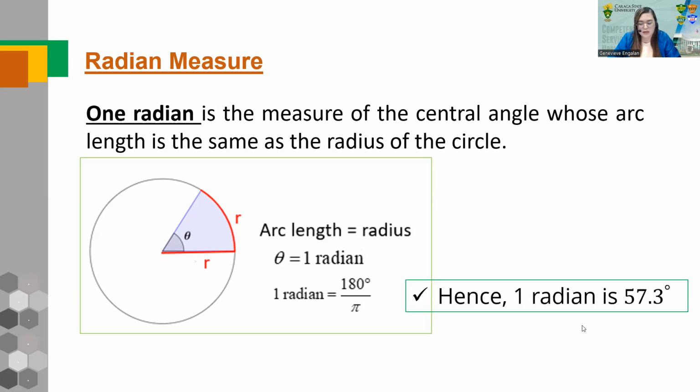So hence 1 radian is 57.3. Kay pila man ka radian ang isa ka circle, di ba? 360 man no? Divided by pila to? 180 divided by pi kana. So atong i-divide 180 divided by pi, so that is approximately 57.3 degrees.